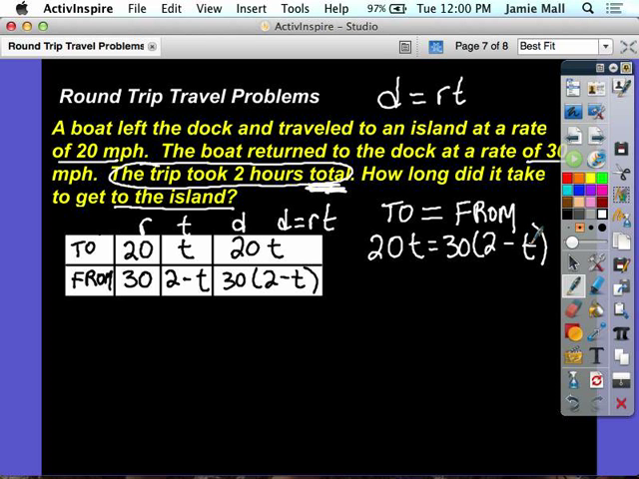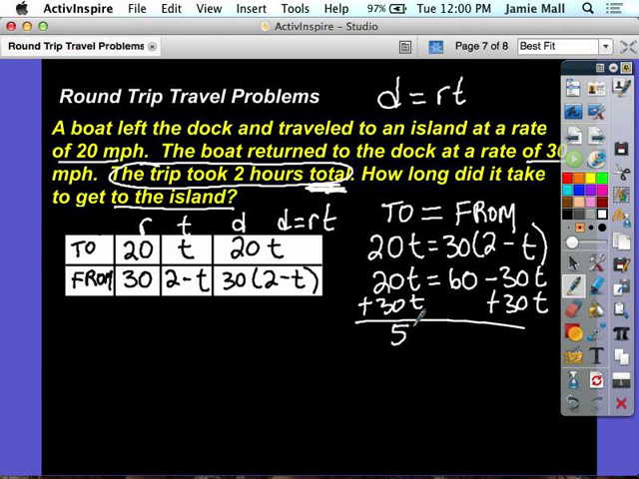The rest of this should be pretty easy. We know that we're going to simplify. 20t is equal to 60 minus 30t. We want to gather our variables together on the same side. So we're going to add 30t to both sides, and I'm left with 50t is equal to 60. We're going to isolate the variable, divide both sides by 50. t is equal to 60 50ths, which I'm going to think of as 6/5.